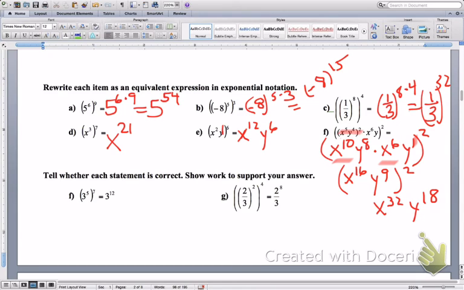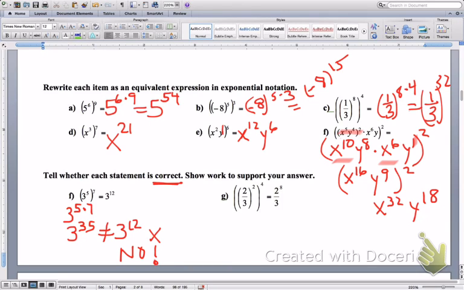Tell whether the statement below is correct. So let's go ahead and see this. The rule here is, do I add the 5 and the 7, or do I multiply them? This is a power to a power. That tells me I multiply 5 and 7, which is 3 to the 35. And that is not equal to 3 to the 12, so that's false. So the answer is no.